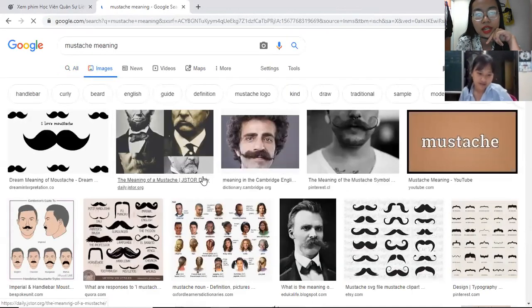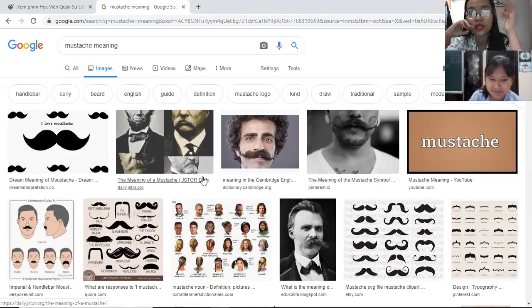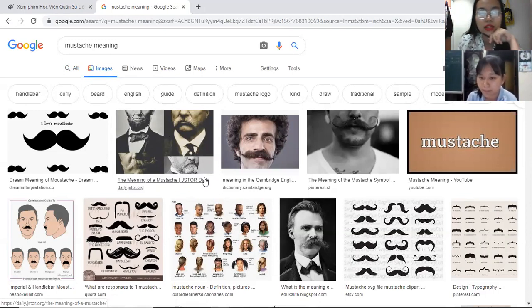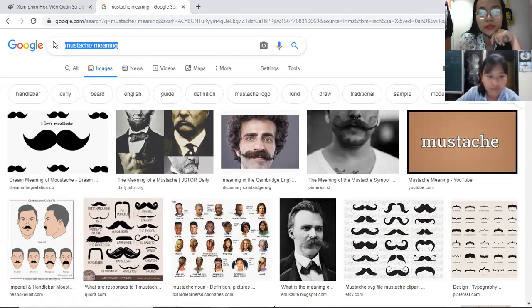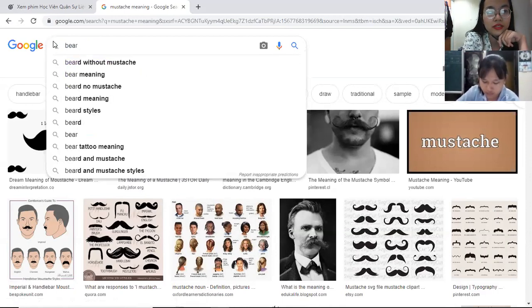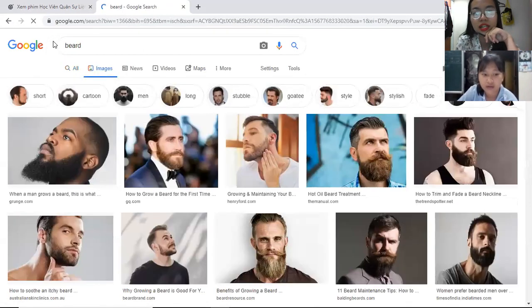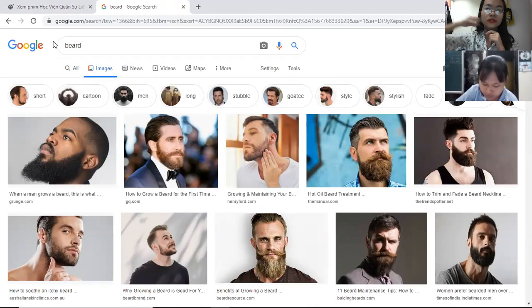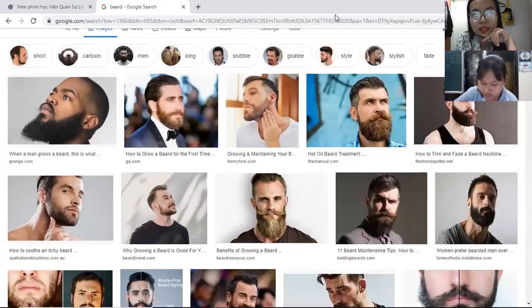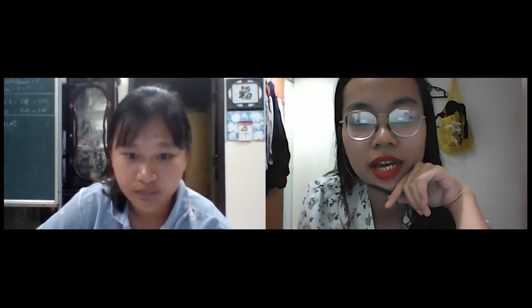Okay, mustache. It is above the mouth, right? Above the mouth. It's not the beard. The beard is below the mouth. Do you know the beard? Yes, under the mouth, right? Maybe down to the ears. Can you see? We have two types of beard, the long and the short.